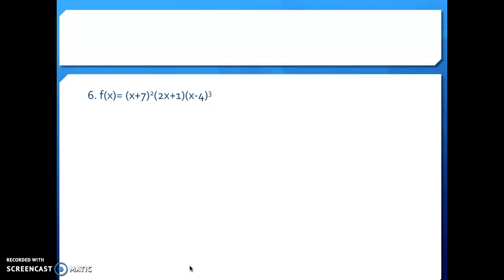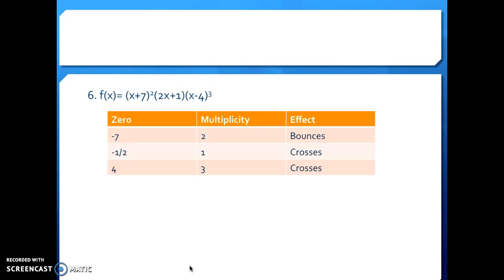So next we have the function f(x) = (x + 7)^2 (2x + 1)(x - 4)^3. We want to look at our zeros, multiplicity, and effect. We have -7 for our 0, which would be right here. Our multiplicity would be this 2, so 2. And we know that it's even, so it's going to bounce.